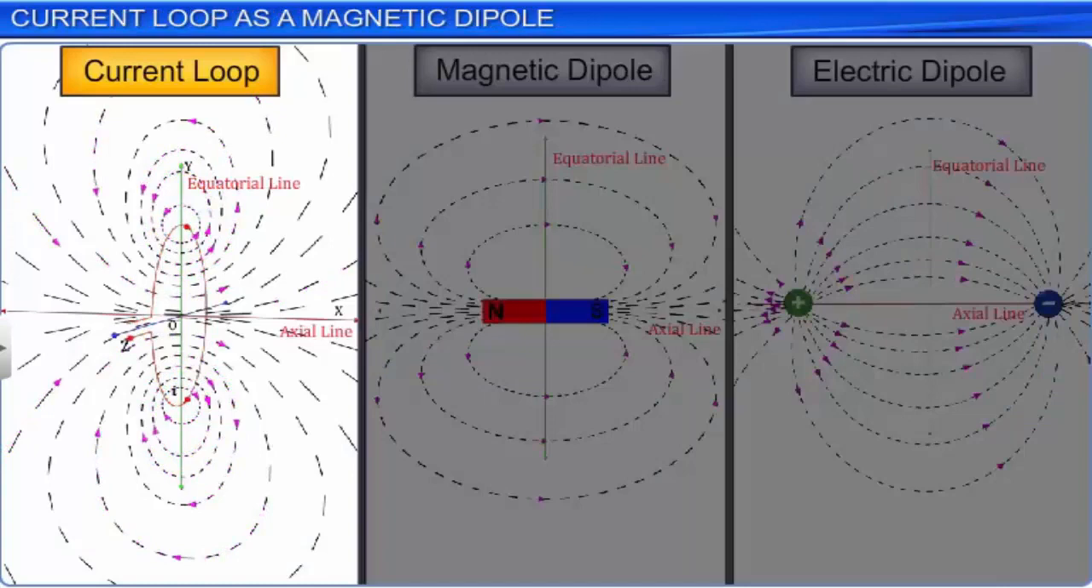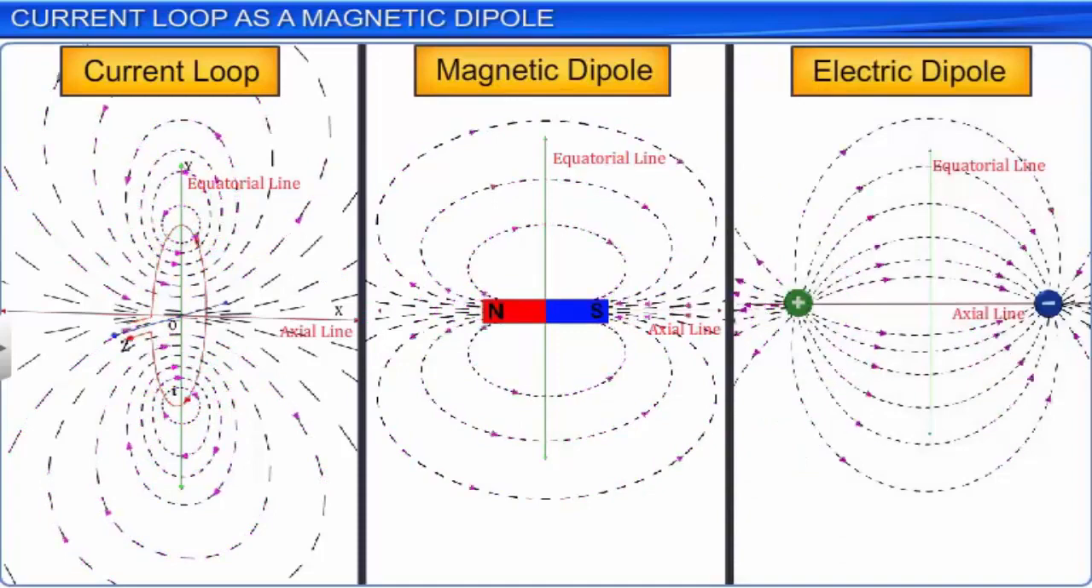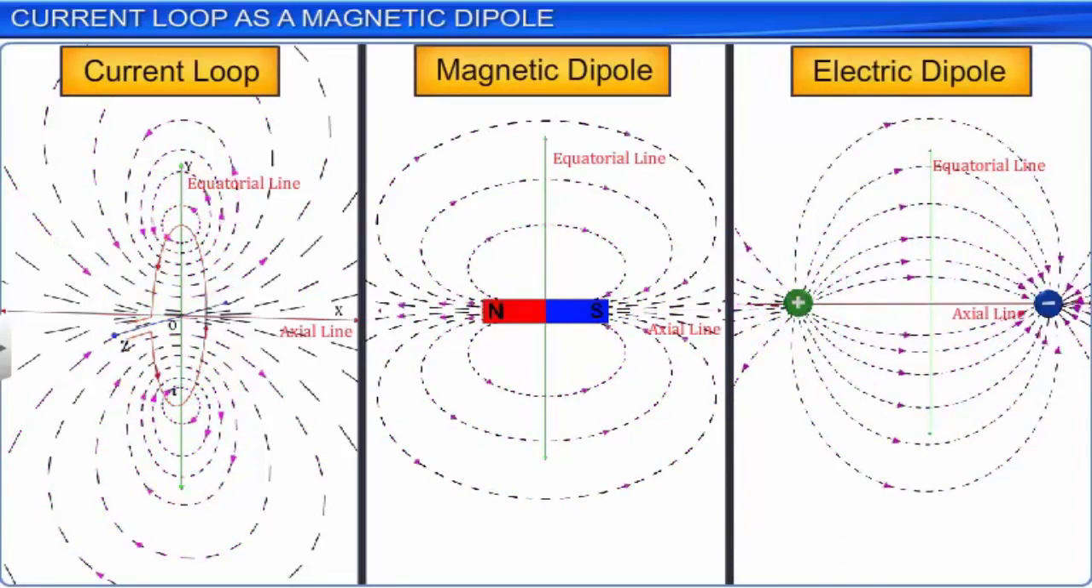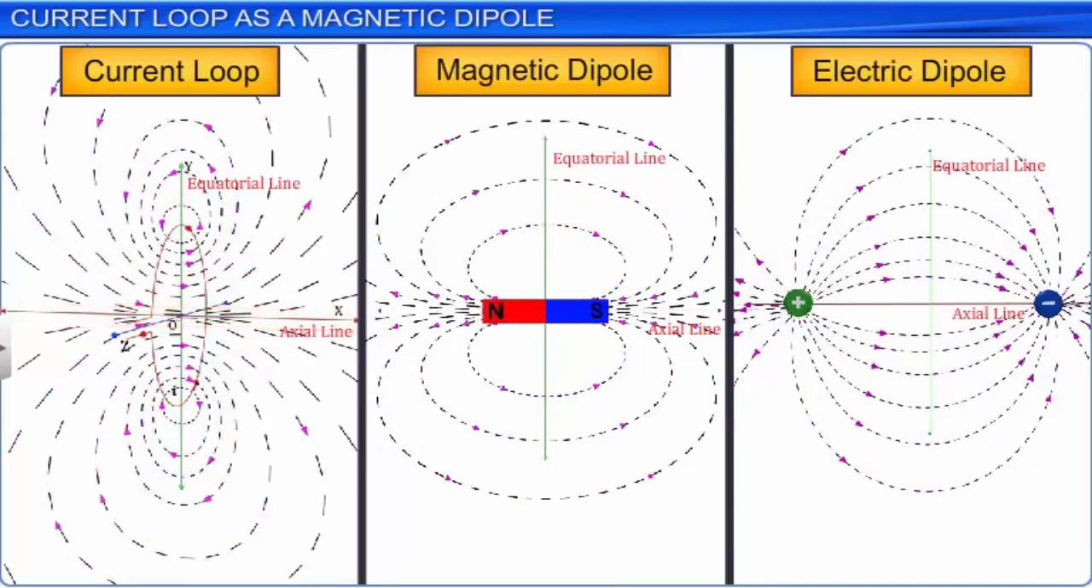We know that a current-carrying circular loop produces a magnetic field. This magnetic field is similar to the magnetic field due to a magnetic dipole. This magnetic field is also similar to the electric field due to an electric dipole. Now, let us study the magnetic induction at a point on the axis of the circular current-carrying loop and compare it with the magnetic induction at a point on the axial line of a magnetic dipole. Let us compare this magnetic field with the electric field strength at a point on the axial line of an electric dipole.